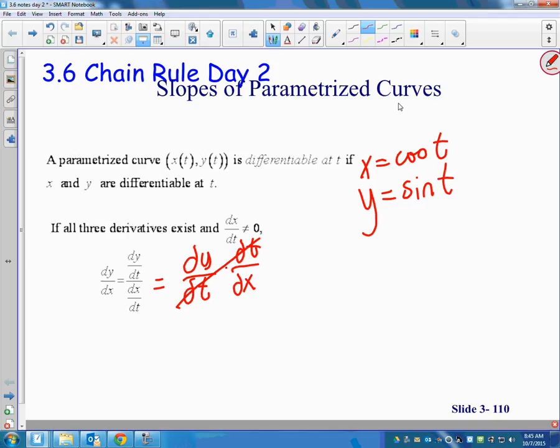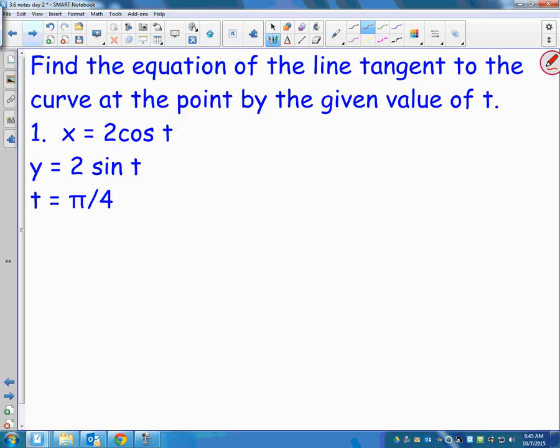All right, let's look at an example. Oh, tangent line even.